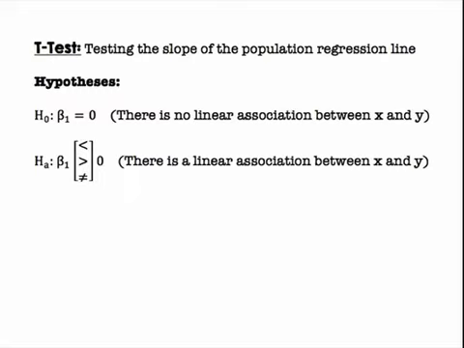Alright, so the t-test, testing the slope of the population regression line. Our hypotheses: our null hypothesis is beta sub 1 is equal to 0. Now that's the population slope, so there's no linear association between x and y. My alternative would be that beta sub 1, the population slope, is less than, greater than, or not equal to 0, meaning there is a linear association between x and y.